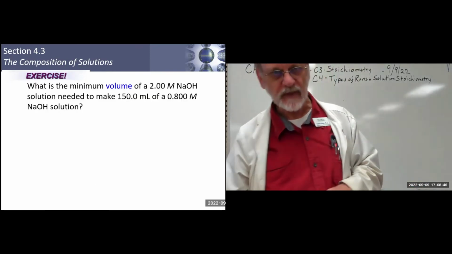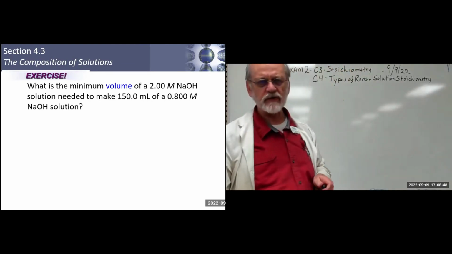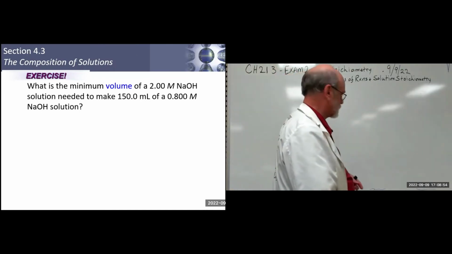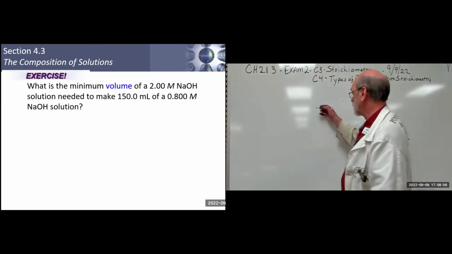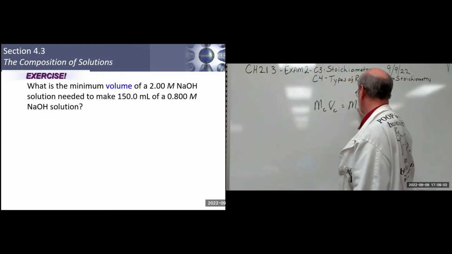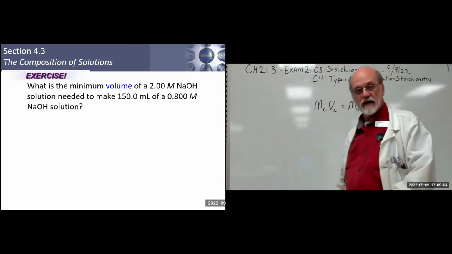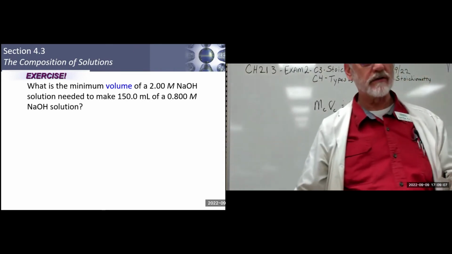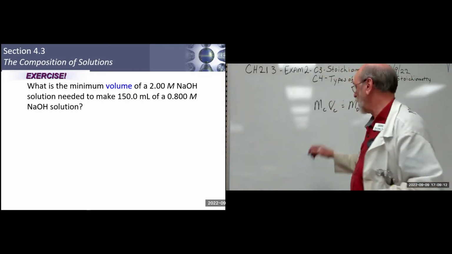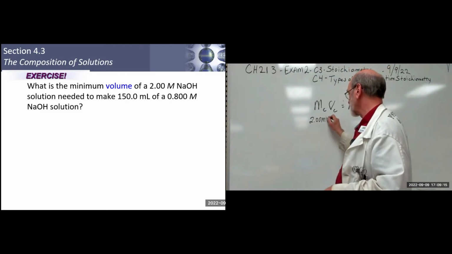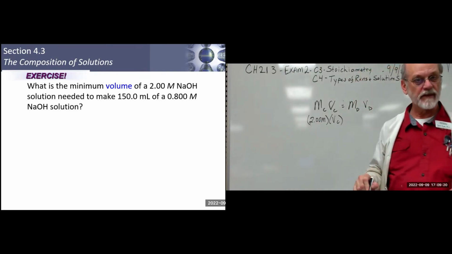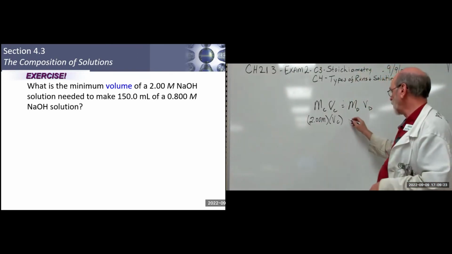Okay. What's the minimum volume of 2 molar sodium hydroxide solution needed to make 150 milliliters of 0.8 molar sodium hydroxide solution? This is your formula. So what you have to do is decide which one's which. Which one's concentrated? 2 molar. This one is unknown. That answers the question. 150 milliliters of 0.8.